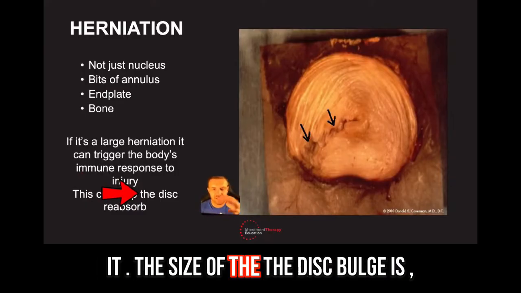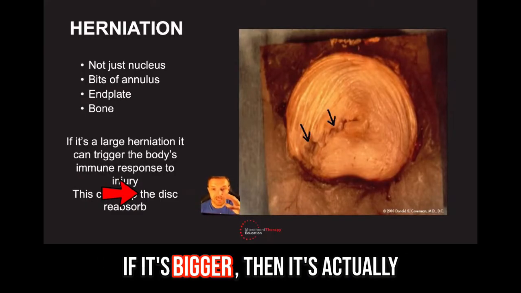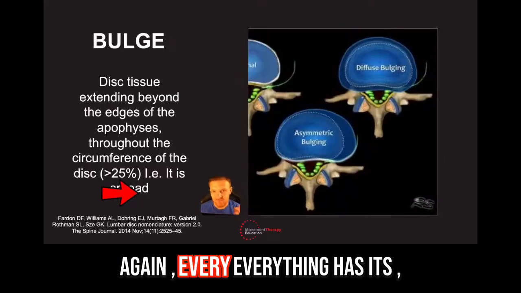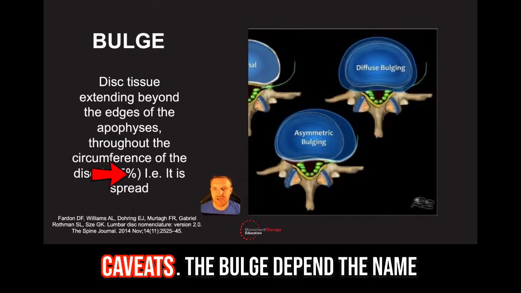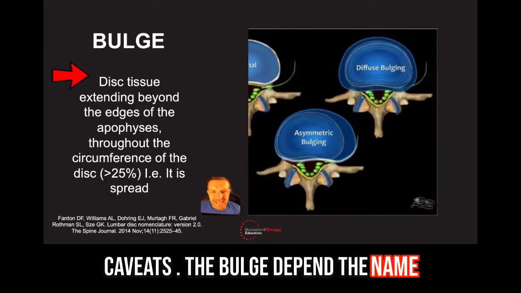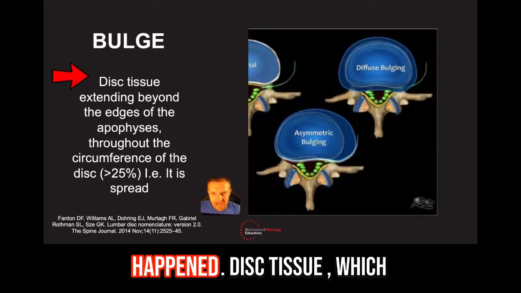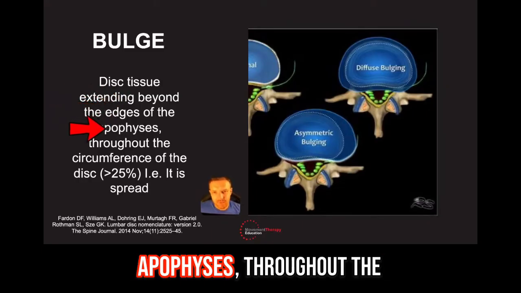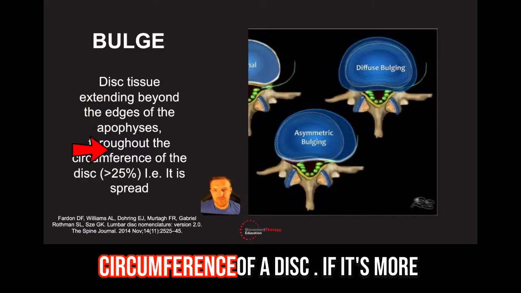The size of the disc bulge is, if it's bigger, then it's actually sometimes a bit more beneficial. Again, everything has its caveats. The name of the bulge will depend on what's happened. Disc tissue which extends beyond the edges of the apophysis throughout the circumference of a disc.